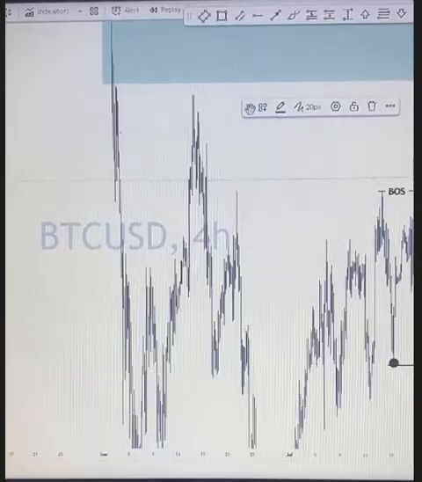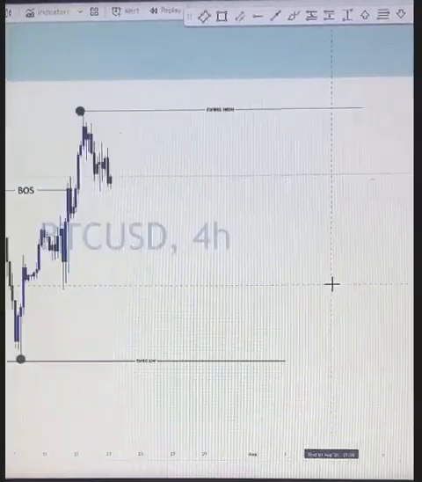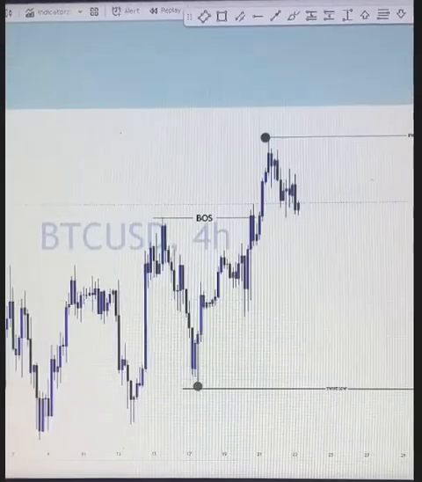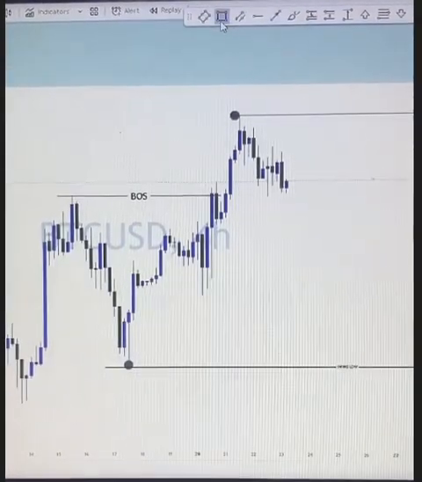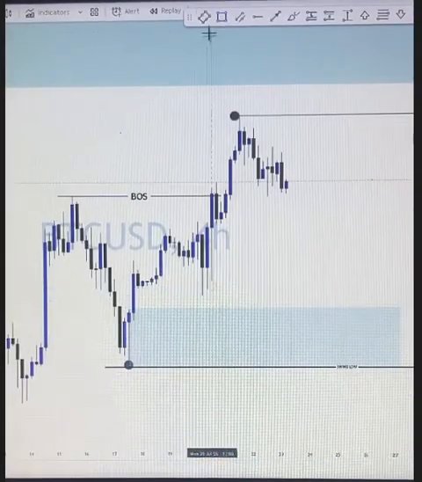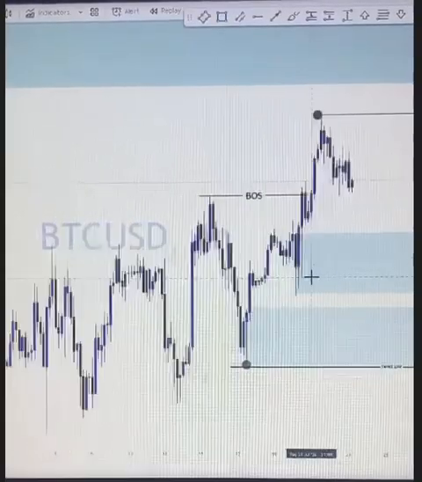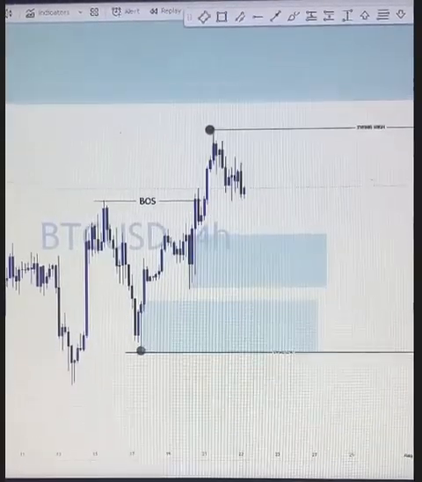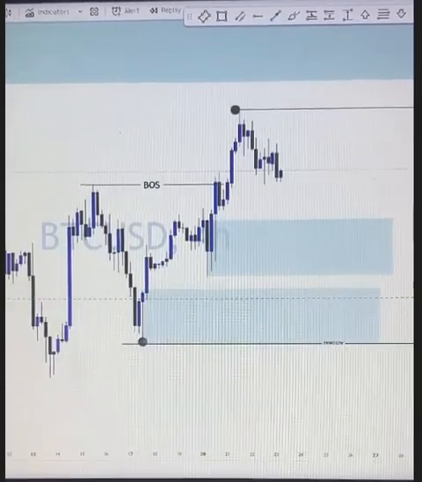What do we do next? After we've gotten our direction, we mark our key level, right? We mark our key level. So this is our extreme order block. This is our flip zone. So this is our two key levels, right? So what do we want to do next?